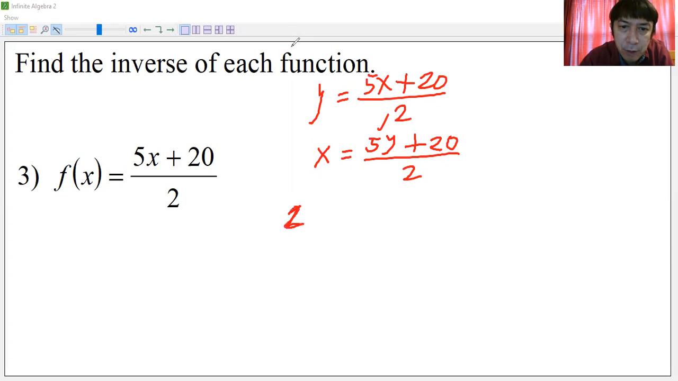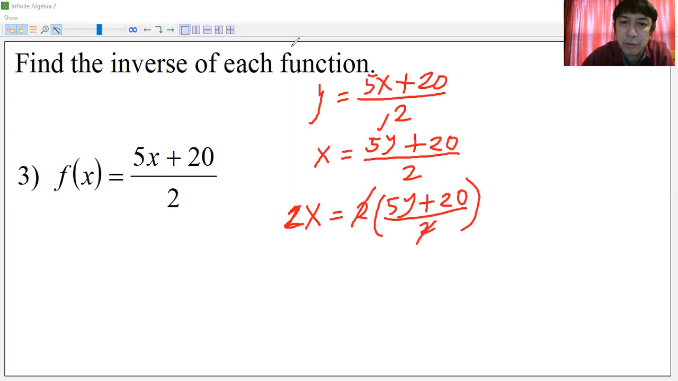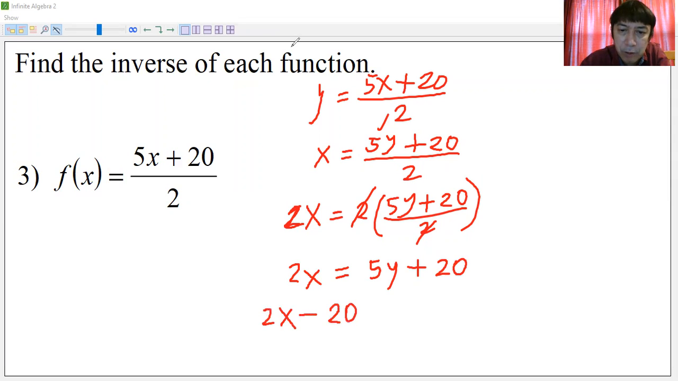We have here times 2, and then we have x. We have also here times 2, 5y plus 20 over 2. And the 2 cancels out with the 2. We have the left side 2x, right side is 5y plus 20. Okay, so we shall transpose the 20 to the other side, making it negative. So this becomes 2x minus 20 equals 5y.